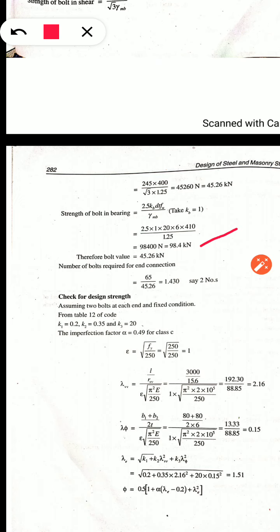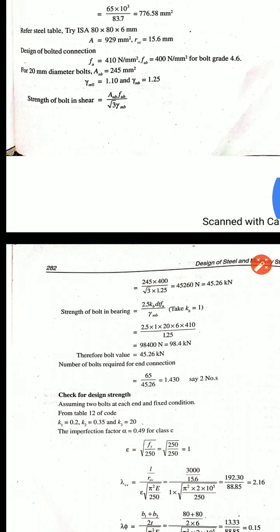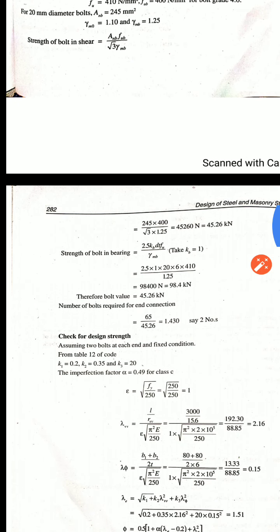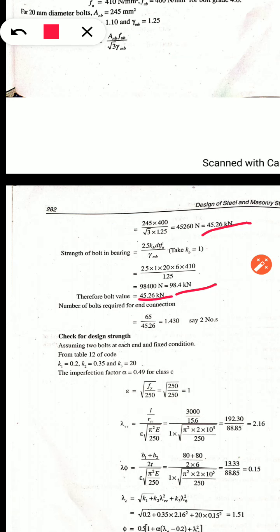So design strength in shear we got as 45.26, and design strength in bearing we got 98.4. So the strength of bolt is the least of these two values. So the strength of bolt is 45.26 kilonewton. Next we want the number of bolts.